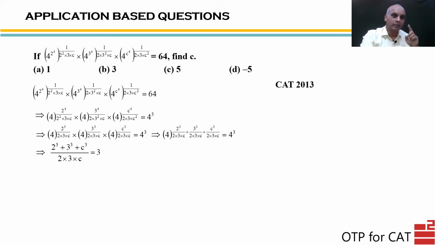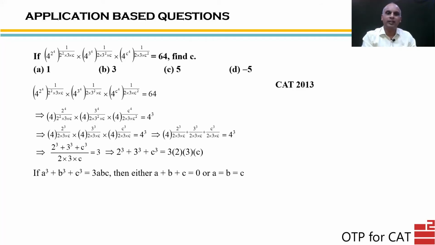What do we get? We get (2^3 plus 3^3 plus c^3) upon (2 into 3 into c) is equal to 3. And when we shift the denominator to the right hand side, I will get 2^3 plus 3^3 plus c^3 is equal to thrice of 2 into 3 into c. Now recall that this is nothing but the a^3 plus b^3 plus c^3 formula. And we see that a^3 plus b^3 plus c^3 is equal to 3abc, where a is 2 and b is 3.